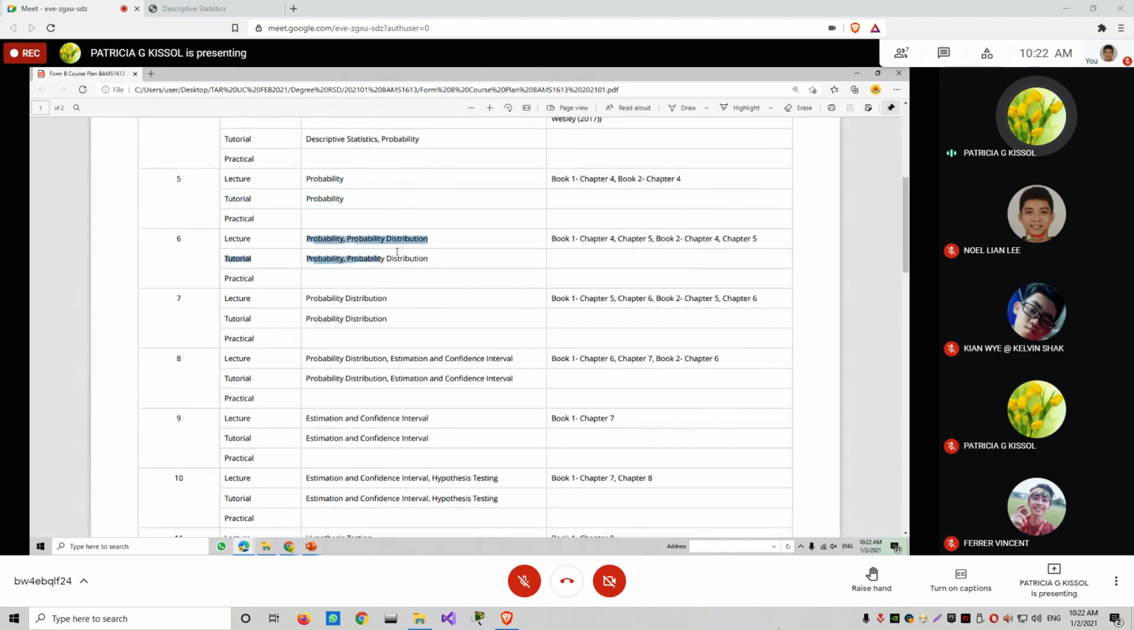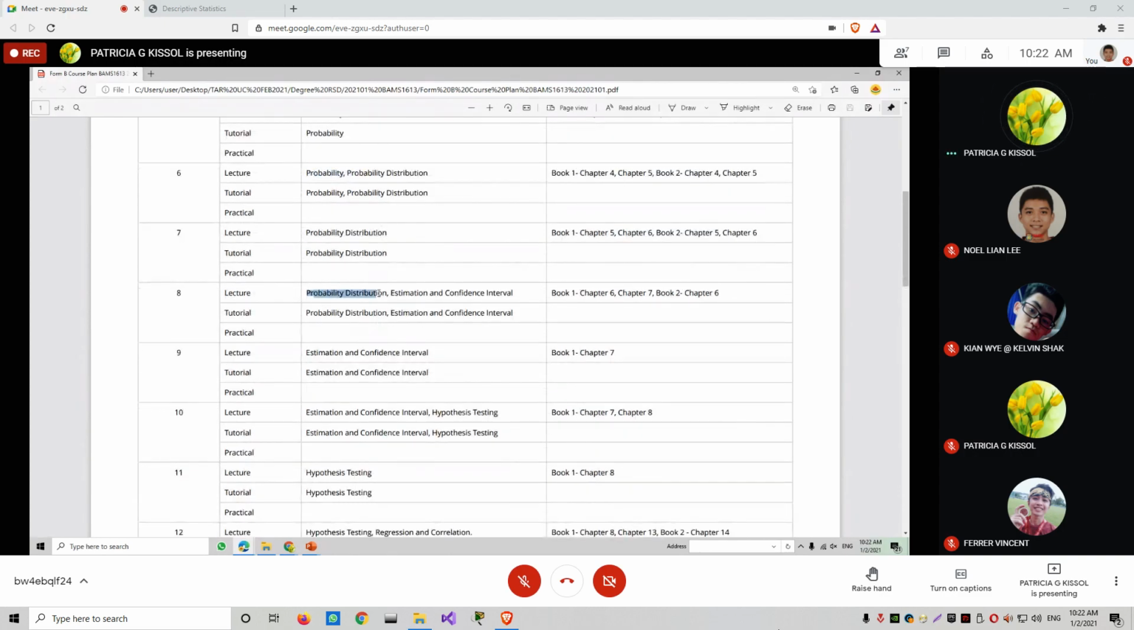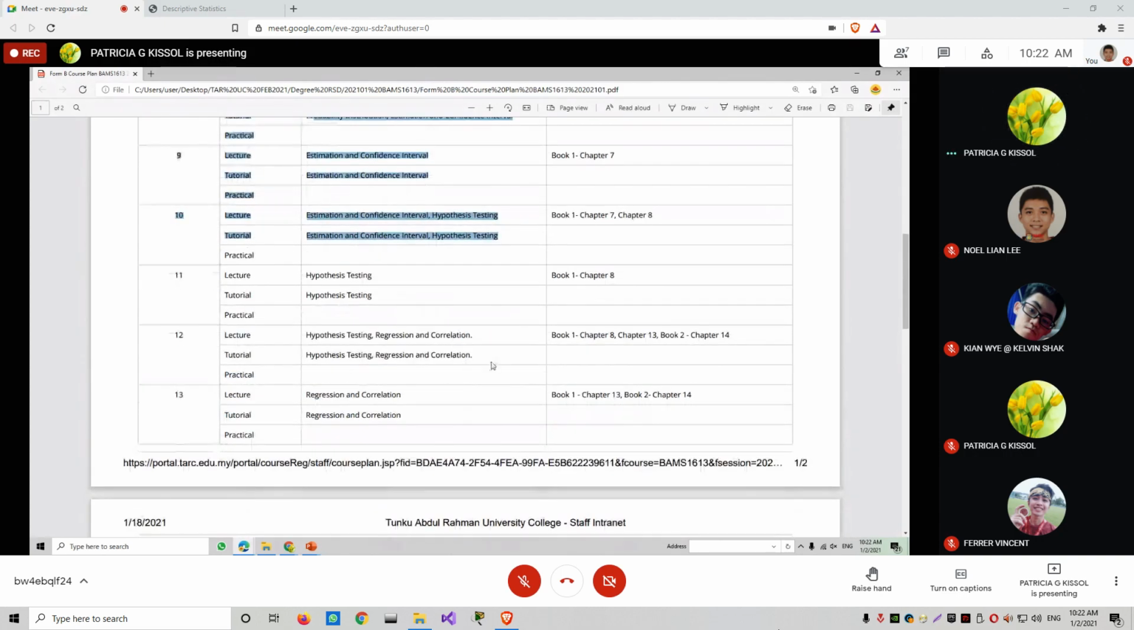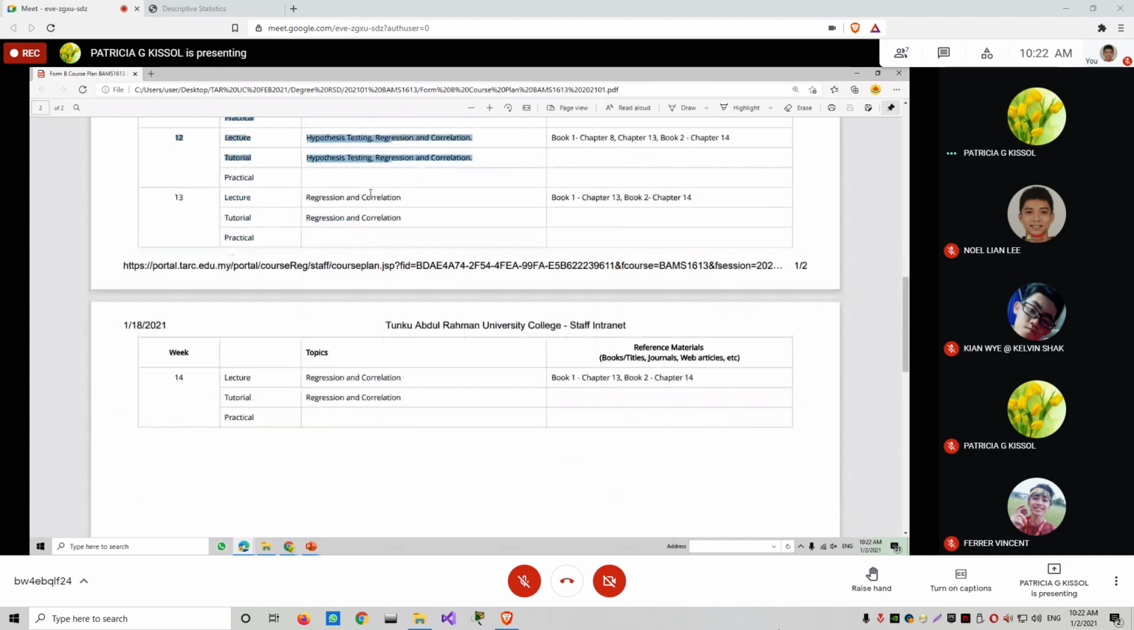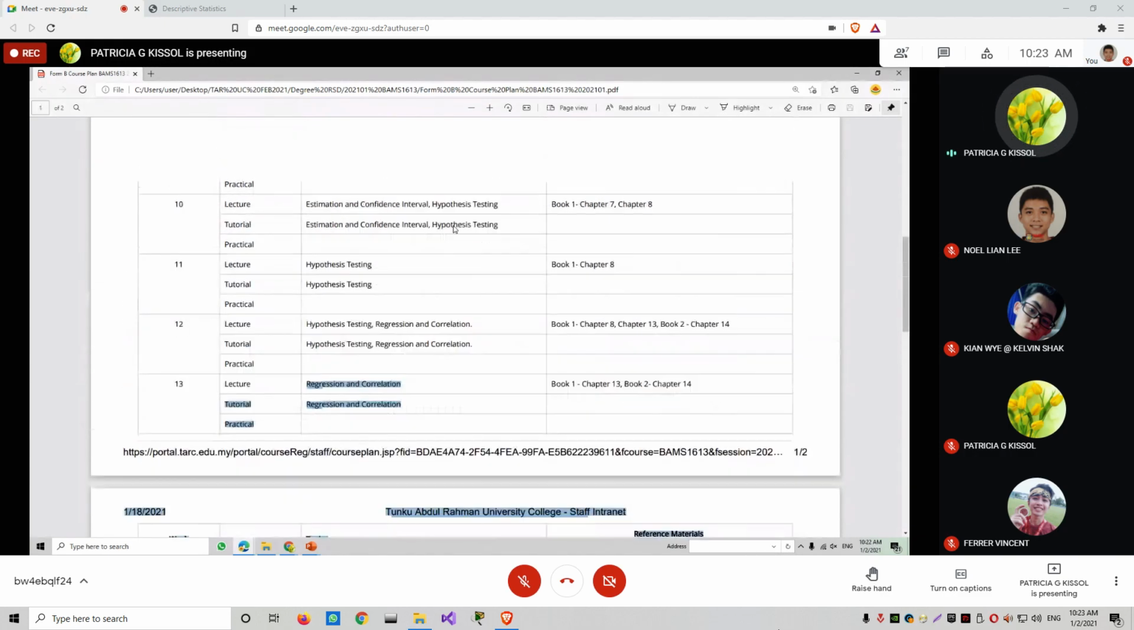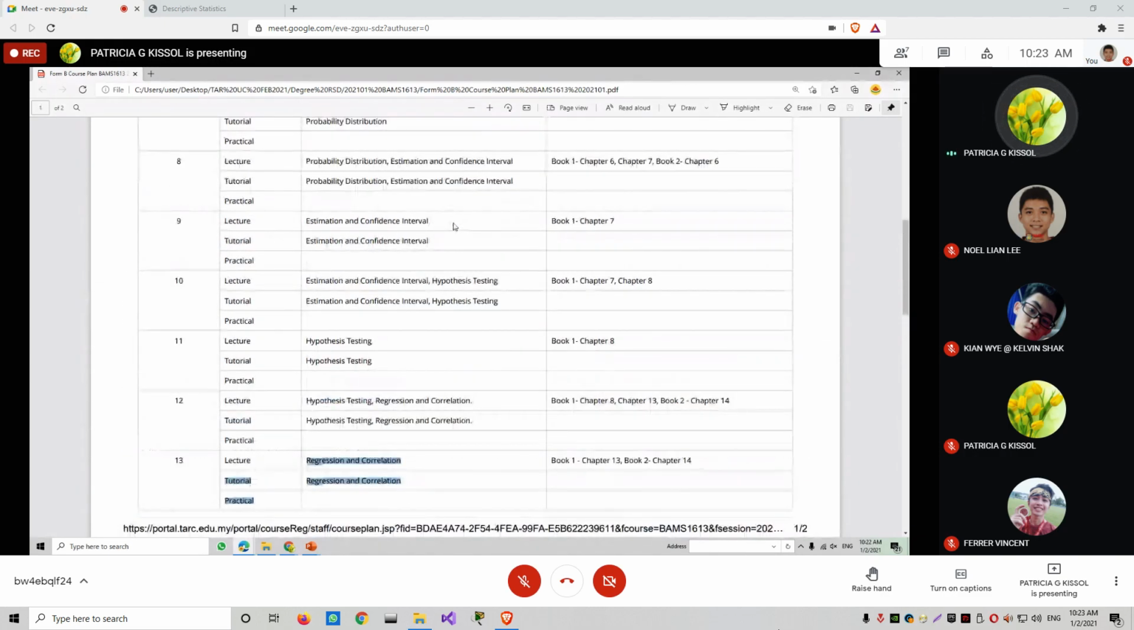But you see, in week 6 also, we still have probability. Probability distribution also, until here, week 8. And then estimation and confidence interval until here. It goes all the way until week 12. Then we have regression and correlation, just one. I know why, because we have plenty of time for your subject, because we don't do the time series. We don't do the financial mathematics.